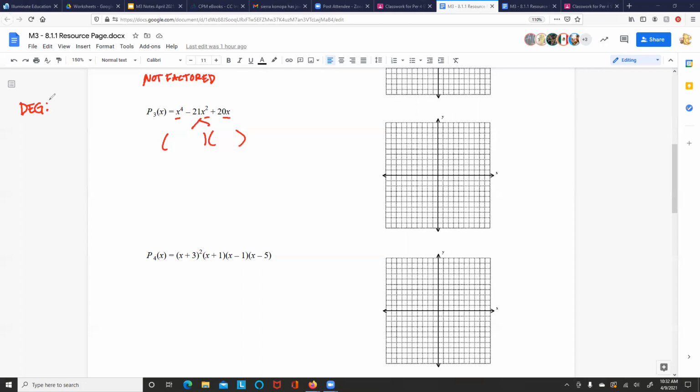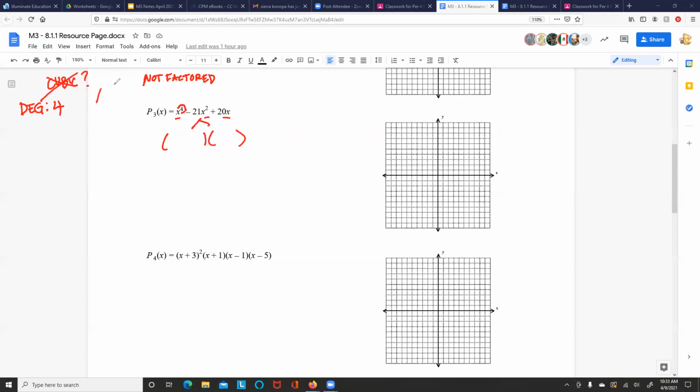It's degree 4. This is what we call standard form when it's written like this. It's not in factored form, it's in standard form. And this is the highest power, so degree 4. So is this a cubic? No. This is going to look a little different.